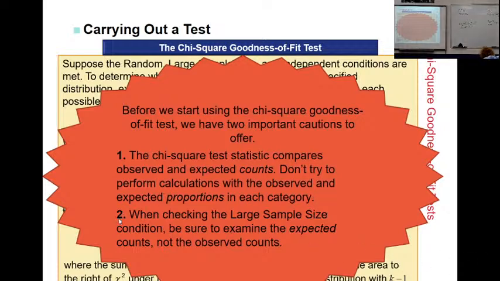And same thing, when we're checking the large sample size conditions, you're going to use the expected counts being at least 5, not the observed counts. That condition is all the expected counts being at least 5. So those are your 2 big things to be careful of here.